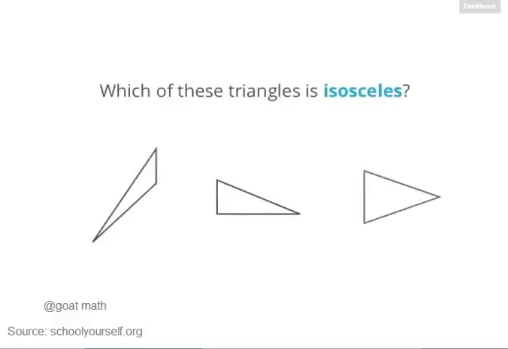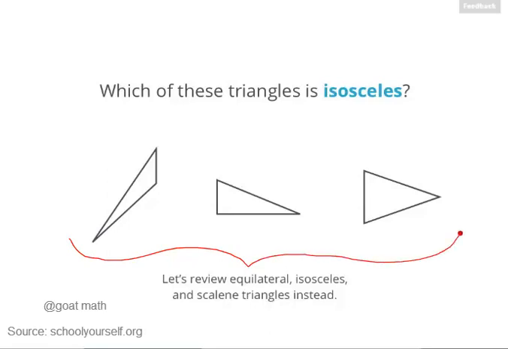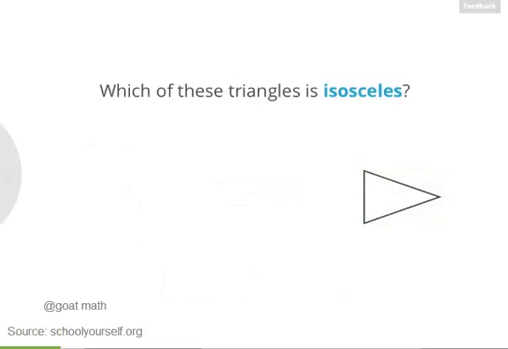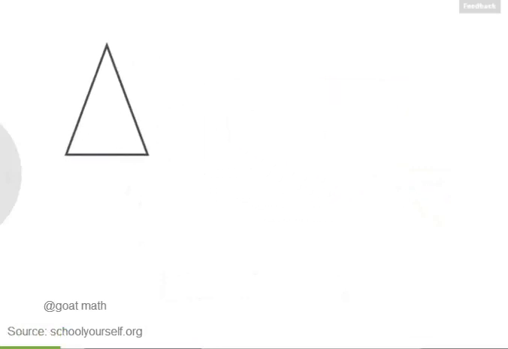To start off this lesson, why don't you first identify which of these triangles here is isosceles? Right, this triangle is isosceles. Let's take a closer look. It's isosceles because it has 2 sides with the same length, this side over here and this side over here.